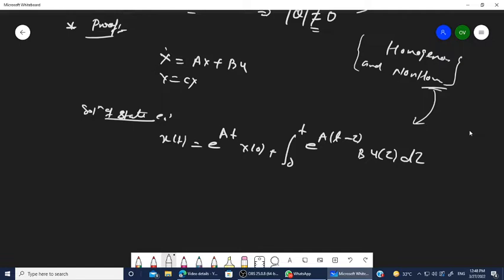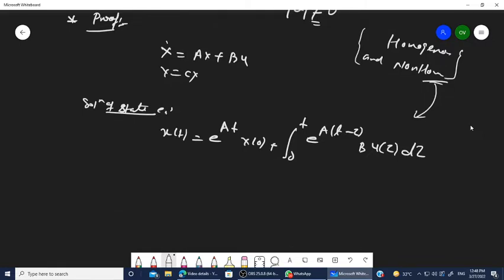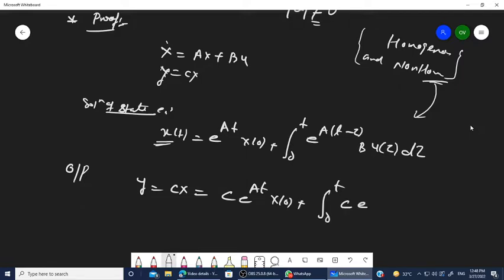So what is the output matrix? The output equation is y = Cx. Since x(t) is given, you can put here C into x. So y = C e^(At) x0 + C ∫ from 0 to t of e^(A(t-τ)) B u(τ) dτ. So this is the equation.